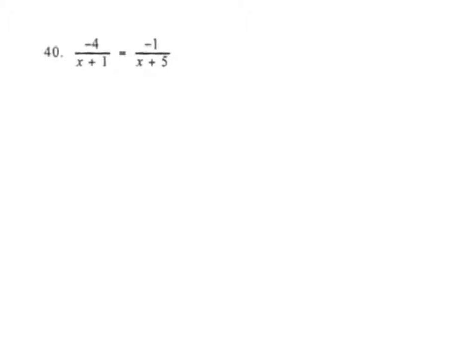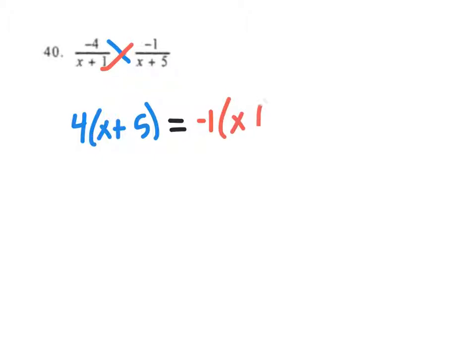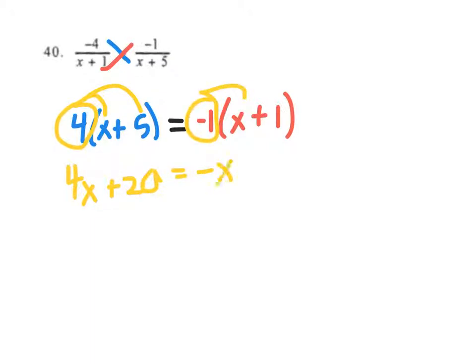The next one we need to solve. To solve, we are going to cross multiply these guys. So I'm going to end up doing 4 times x plus 5. And then I'm going to set that equal to negative 1 times x plus 1. To solve, we're going to take our first number out front, we're going to distribute. So we're going to do 4 times x gives us a 4x. 4 times 5 gives me 20. And all of that equals negative 1 times x, which is negative x. And negative 1 times 1, which is a negative 1.